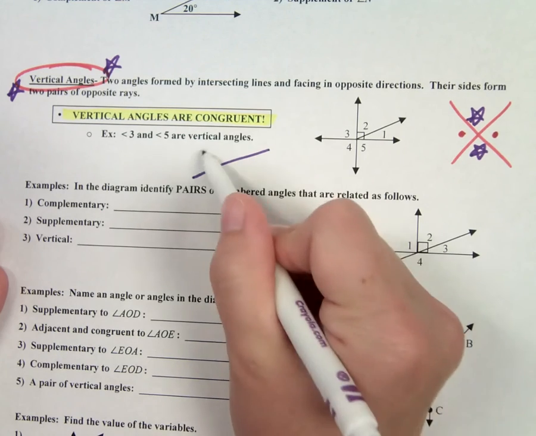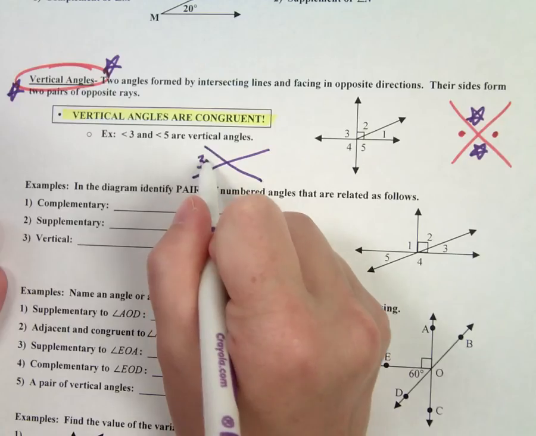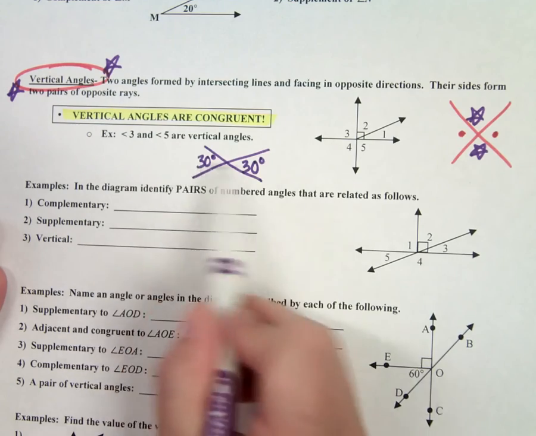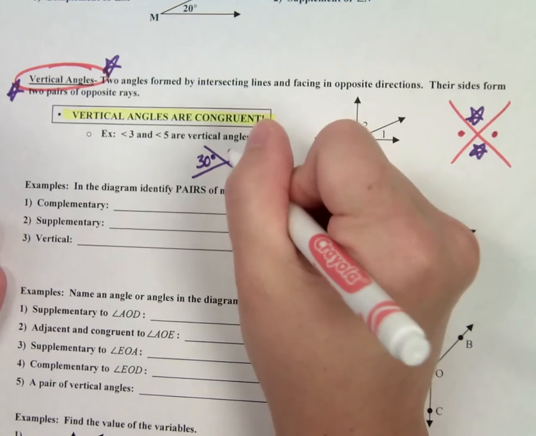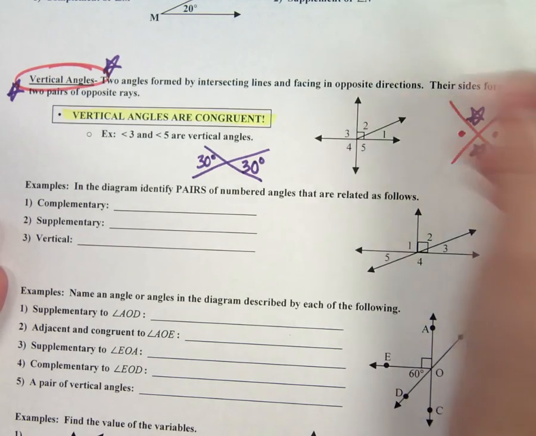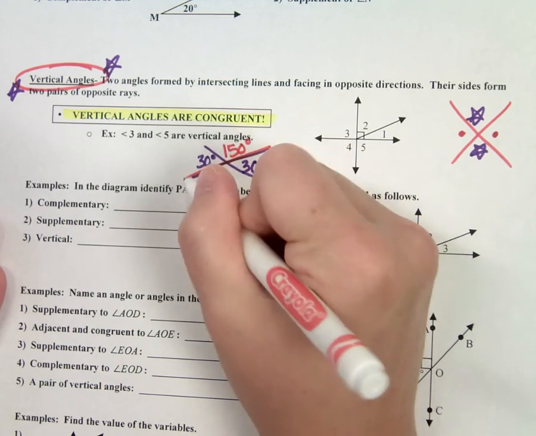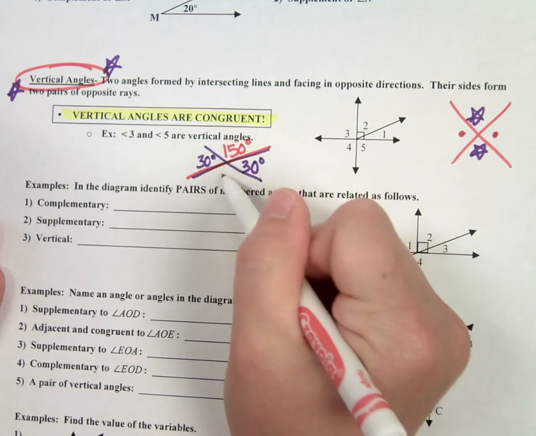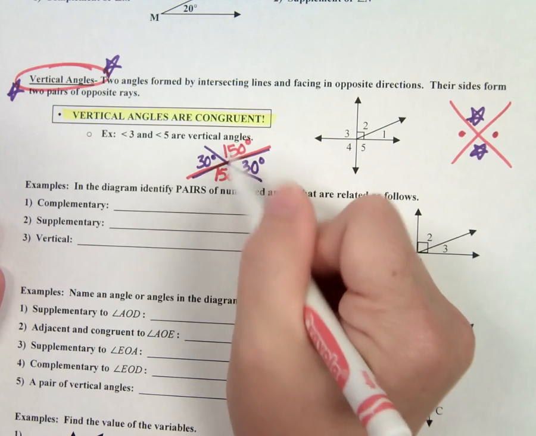So let me show you a little example real quick. Let's say that this angle right here is 30 degrees. So this one would be 30 degrees because these are vertical angles. They're across from each other. Now, do you know how much this angle right here should be? It should be 150. See how we have a straight line? I know from here to here it's 180. Anytime you have a straight angle, a straight line. So that means that these two are both 150 because they're vertical angles. They're across from each other.